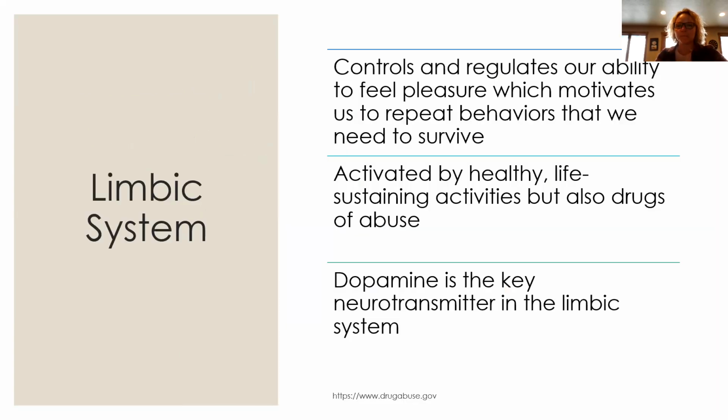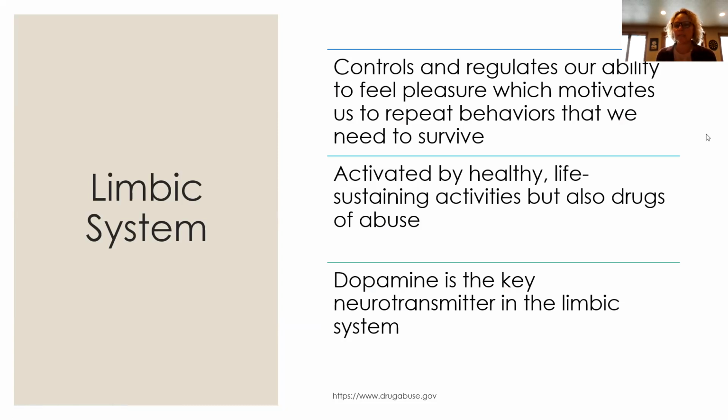That's our limbic system. So it controls and regulates our ability to feel pleasure, which motivates us to repeat behaviors that we need to survive, right? So things like eating, drinking, sex are all hardwired for our species to survive. And so when we do those things, our brain gets a feel-good chemical, so we do those again, which is sort of like when we see with dementia, as the limbic system starts to get eaten away, people stop eating because we don't get any of those feel-goods. We don't have those basic survival skills. So healthy life-sustaining activities, but also drugs of abuse.